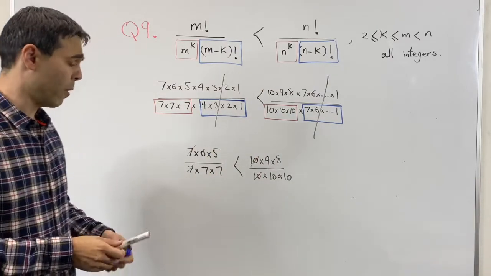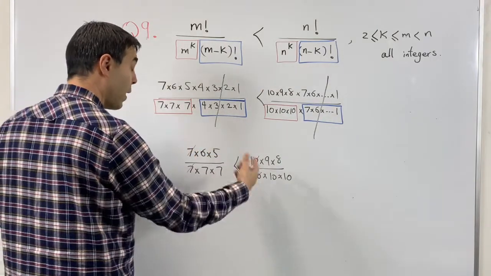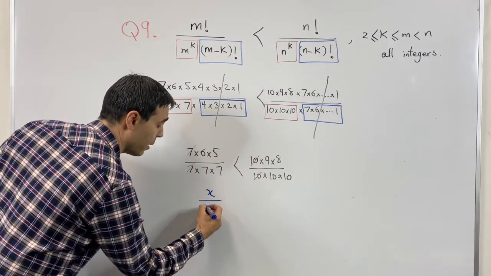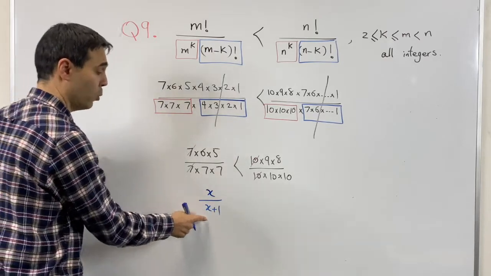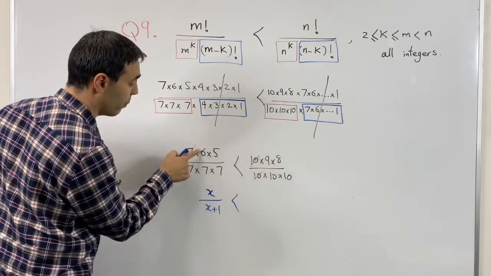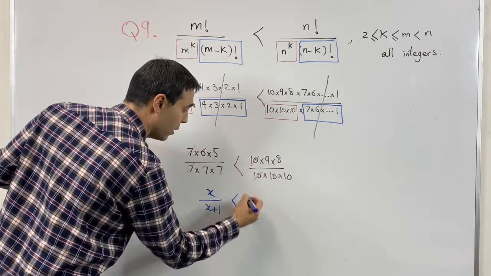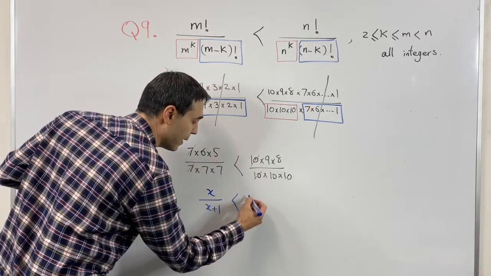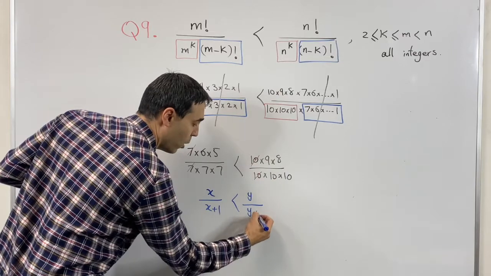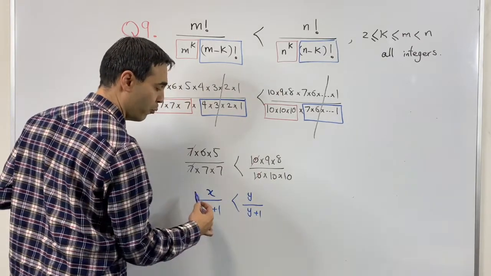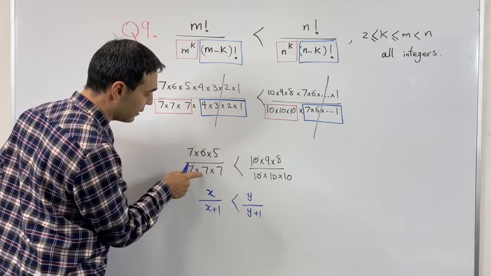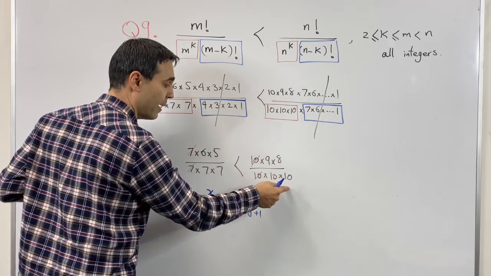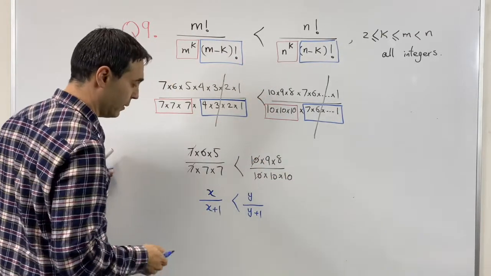Now, the general form of this is, is it true that a number, say x, divided by its next number, x plus 1, is less than another number greater than x, say y, divided by y plus 1? I want to compare 6 over 7 and 9 over 10. This is what I want to prove. And if I prove this, I know 6 divided by 7 is always less than 9 divided by 10, 5 divided by 7 is always less than 8 divided by 10, and my proof is complete.